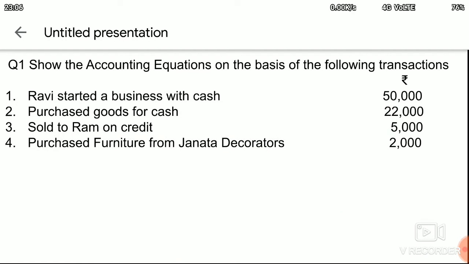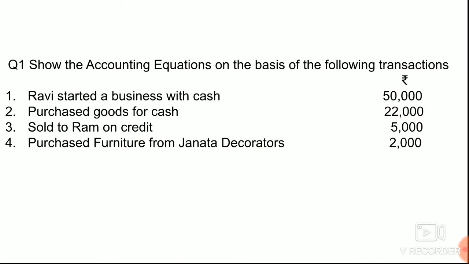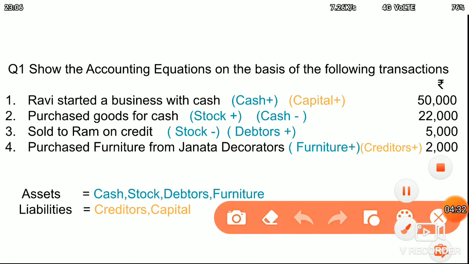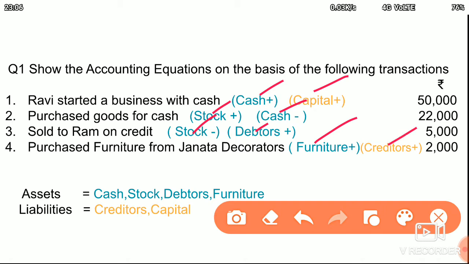So if we have arranged that already, this is how it will appear. I've already explained which accounts will come into effect in each transaction. That is, for the first transaction we'll have cash account and capital account. Then for the next transaction we'll have stock and cash. The third will have stock and debtors. Fourth will have furniture account and creditors account.